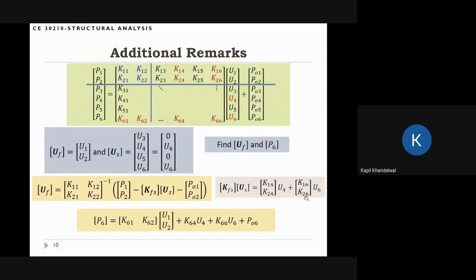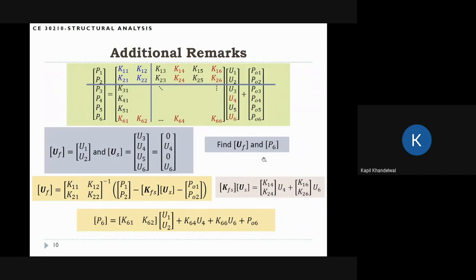So this is an important observation because you don't have to assemble the entire KSF portion. You just need these four entries. So finally, after you put all the numbers together, you can find the unknown displacements, that are U1 and U2 that constitute UF. And after solving for the unknown displacements, we can go back and back substitute to find P6. So this is the calculation for P6.